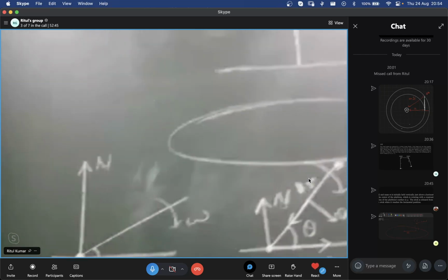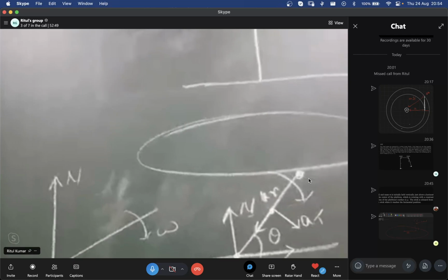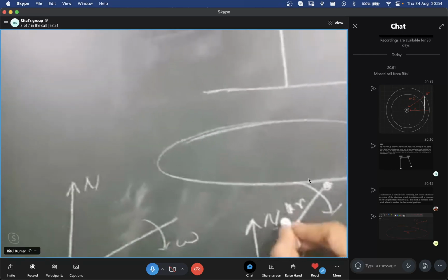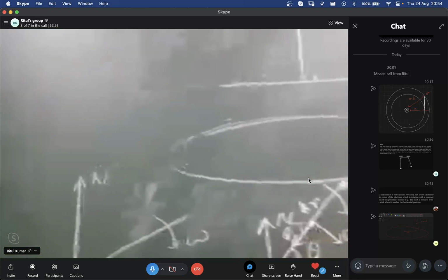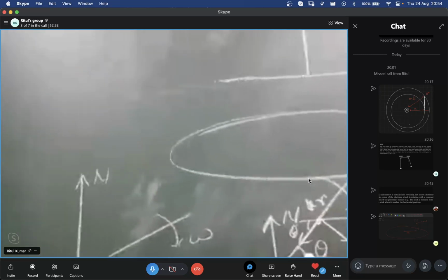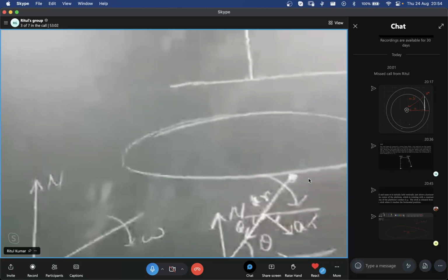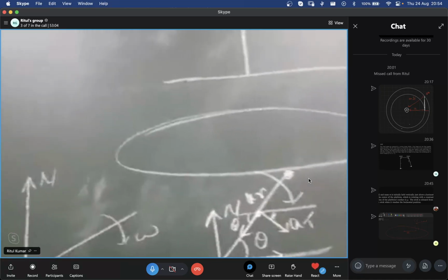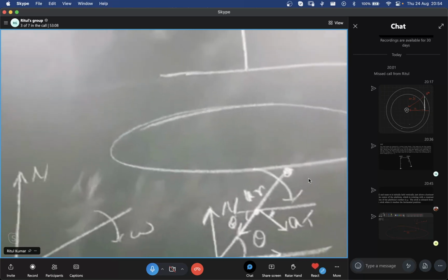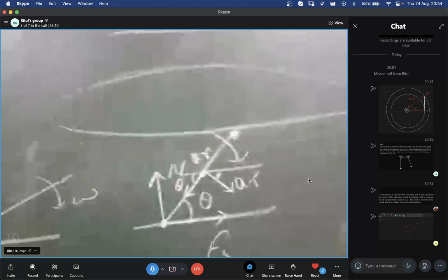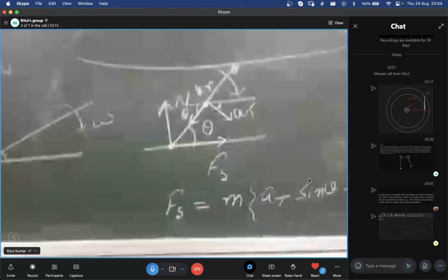Fs is equal to how much? Force is equal to mass into acceleration of center of mass. So m into one of the components. If this is theta, this will also be theta, and this will be 90 minus theta, correct? M into AT cos(90 minus theta), which will be sin theta, minus AR into cos theta. Check it out. This is the first equation.